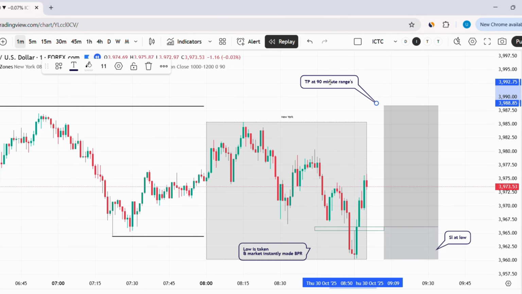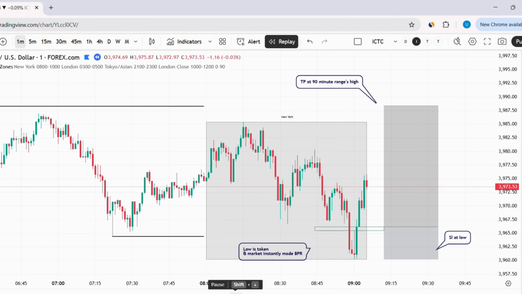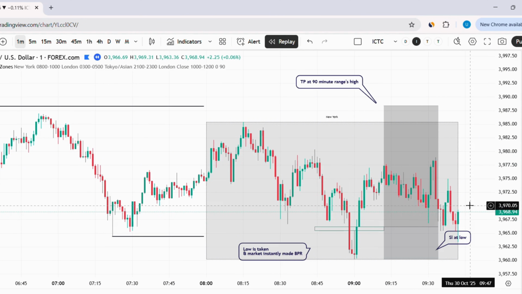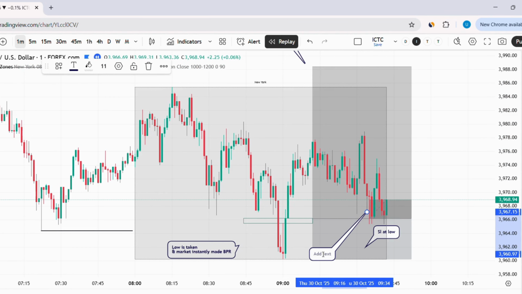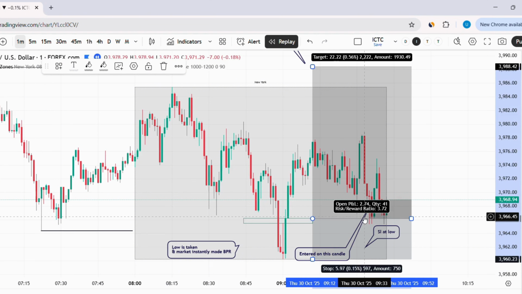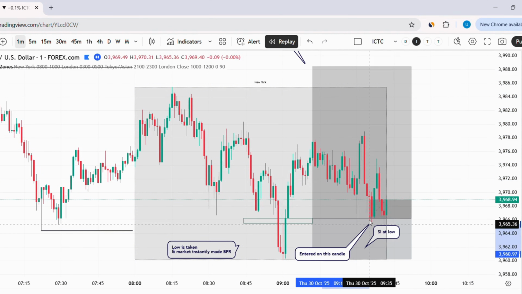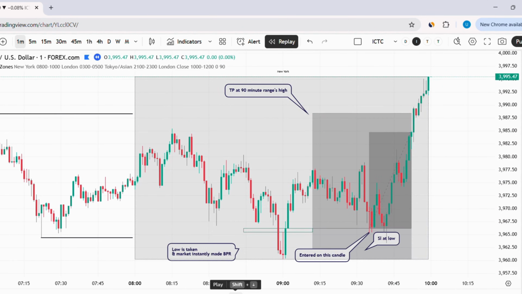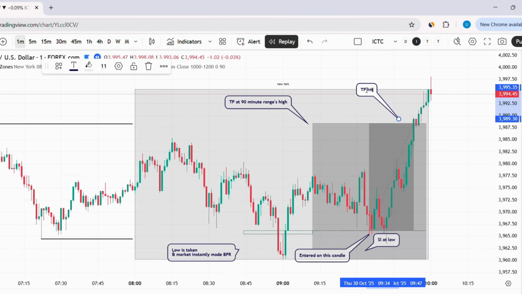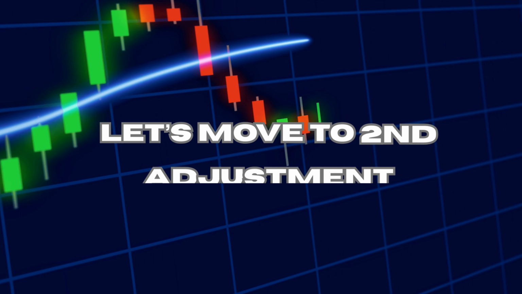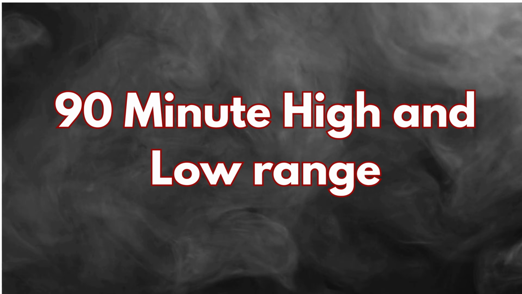Think of it like this. Before, you were fishing in a pond that was half empty. Now, we're casting right where the fish are biting. The beauty is that this isn't a totally new model. The previous sessions still worked, but this refinement aligns perfectly with how price behaves on gold, so the setups are cleaner, more predictable, and your entries are more precise. In short, narrower, smarter sessions equals higher focus, better timing, and a much greater chance of catching those 1-4 or 1-5 RR trades. Now let's move to the second key adjustment, the 90-minute high and low range.